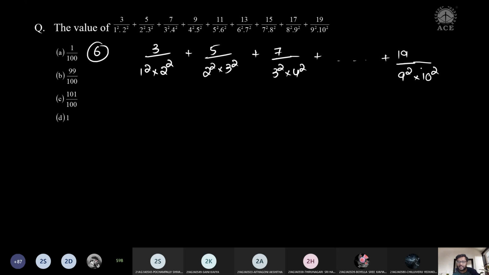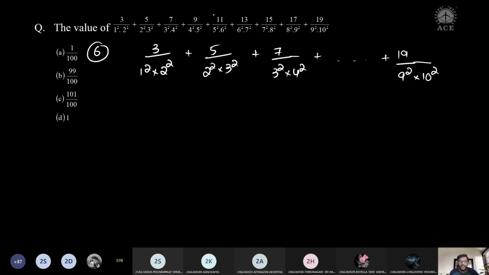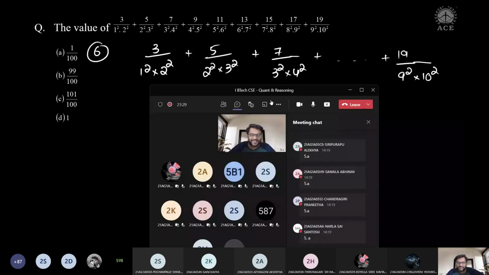Now here, this question, if you just recall, we discussed in our YouTube live session. Now let me see how many of you can respond for this. No one yet, meaning you have not gone through the video fully. Yeah, remaining, please respond. This is what? 3 divided by 1 square into 2 square, 5 divided by 2 square into 3 square, 7 divided by 3 square into 4 square, up to 19 divided by 9 square into 10 square.